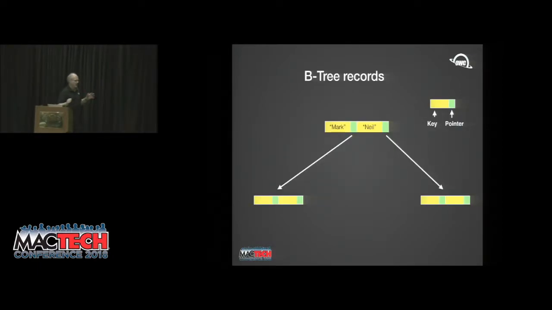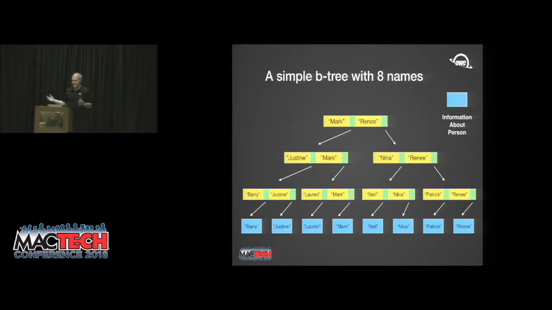And a B tree record, so B trees are trees, and in each place you have records, and the records have in them some key you're looking for and a pointer or an address where you're going to get that information. And when you start searching through the tree, what you're going to do is look and see whether what you're searching for is less than or equal to what's in that record. So we have here a simple B tree with 8 names. I don't know if you can read the names.